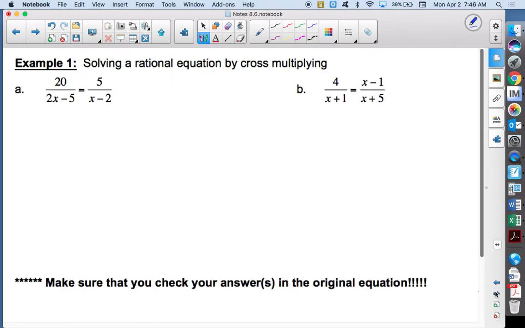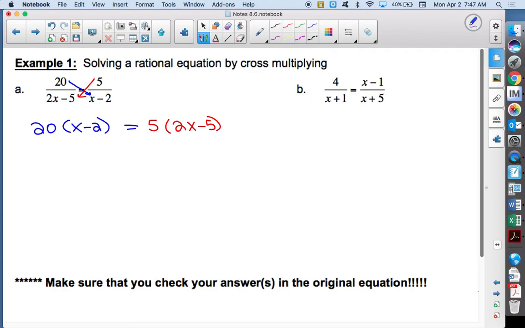So the first two examples we have would be the cross-multiplying examples. And cross-multiplying means you're going from the top of one diagonal to the bottom of the other fraction. So in this case, we would have 20 times x minus 2. Then you place your equal sign because you did the one side of the cross. And now we need to do the other side, going across or diagonal. We have the 5 times 2x minus 5.